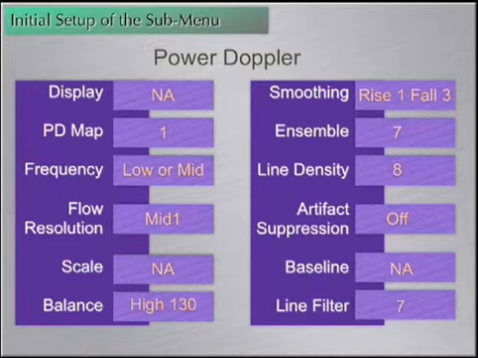Balance, high 130. Smoothing, rise 1, fall 3. Ensemble, 7. Line density, 8. Artifact suppression, off. Baseline, not applicable. Line filter, 7.